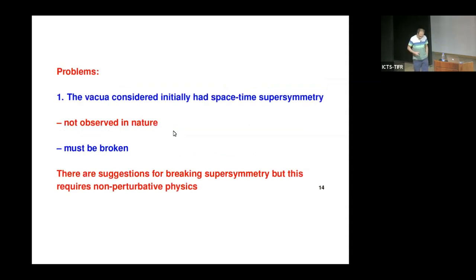Now the problems, right? Why aren't we successful in getting exactly the standard model? So the first issue that one faces is that the vacua that were considered initially had space-time supersymmetry. Now, of course, supersymmetry is a very popular topic in the study of string theory, even in particle physics phenomenology, but it's something that is not observed in nature and hence must be broken. And there are indeed suggestions for breaking supersymmetry, but this requires non-perturbative physics.